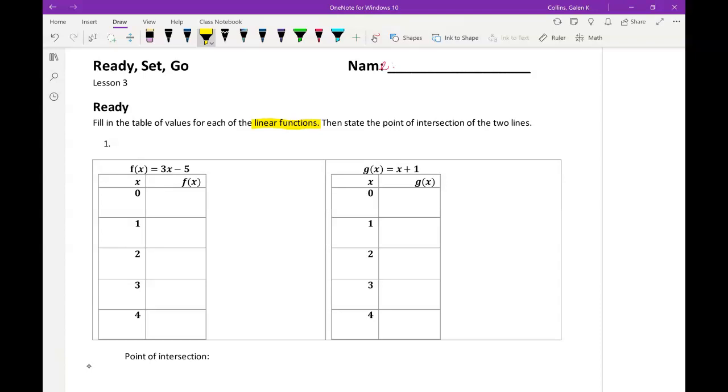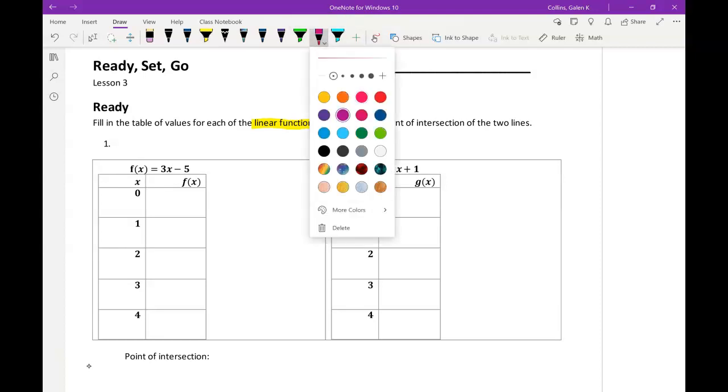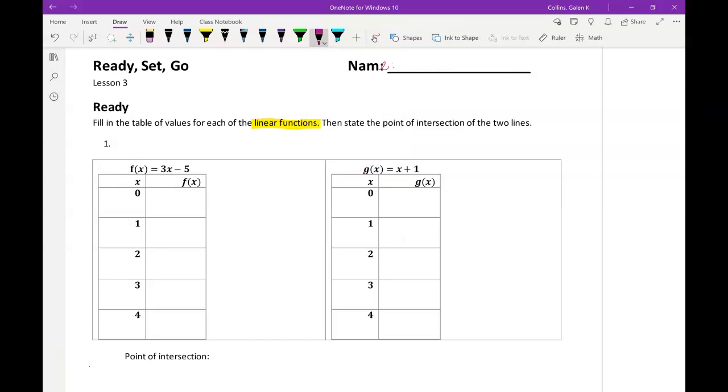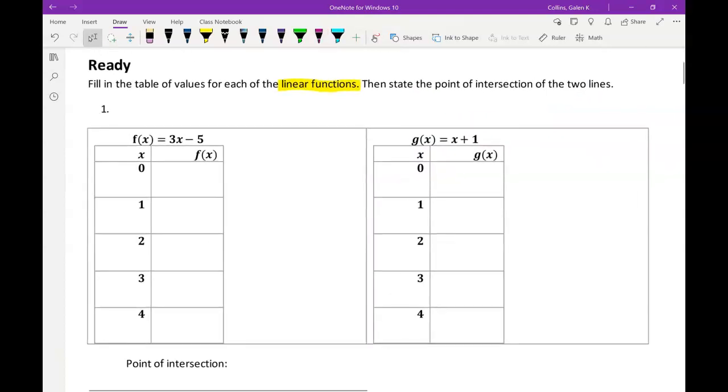I just want to make a quick note here that we cannot always tell where lines intersect from a table. Sometimes we can, sometimes we can't, and we might dig into that a little more. But for now, I'm going to go over problem 1 a little bit slowly for anyone who might need help.